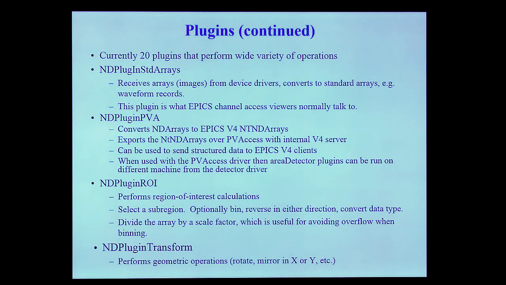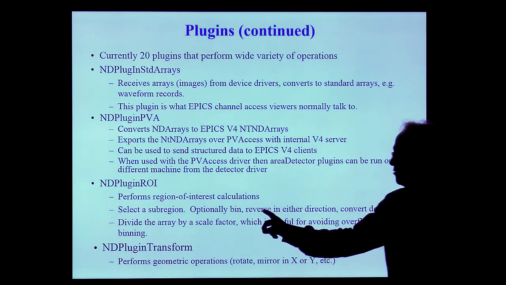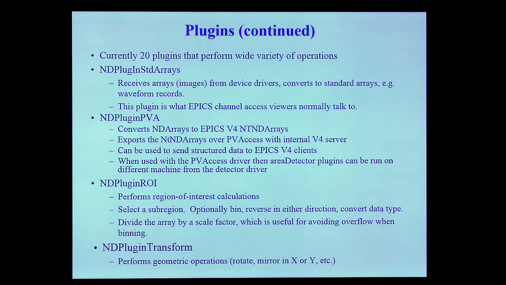Our region of interest plugin selects a subregion of the detector, and it can optionally bin it, reverse it in either direction, and convert the data type. It can divide the array by a scale factor. So let's say you're binning 3 by 3. What that really does is just add up 9 pixels to make the new value. But that could lead to integer overflow, right? Because if you had 8-bit data and you add 9 of those values together, it could well be bigger than 255. So this allows you to scale it so that the output would still fit within the data type that you want. Or you can promote the data type and add 9 pixels together and make it into a 16-bit integer instead of an 8-bit integer.